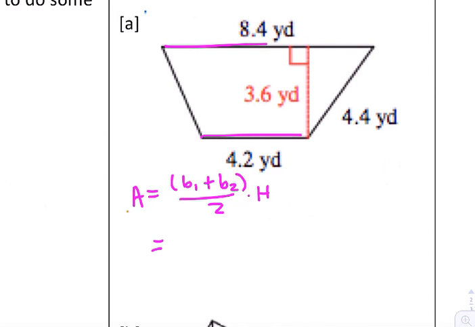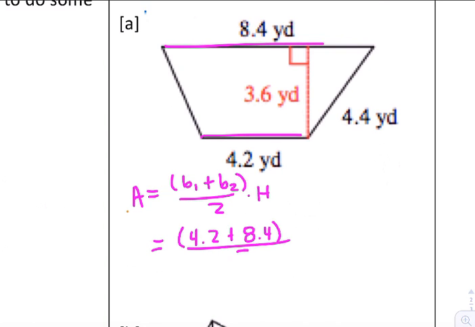The bases are the parallel sets, and so we're going to take 4.2, add it to 8.4, divide that by 2, and then multiply it by the height. The height in this particular case is the one that runs straight up and down, so this is going to be 3.6. Grabbing our handy calculator, we have 4.2 plus 8.4, divide that by 2, then multiply it by 3.6. And we're going to have 22.68. And so the area will be 22.68.